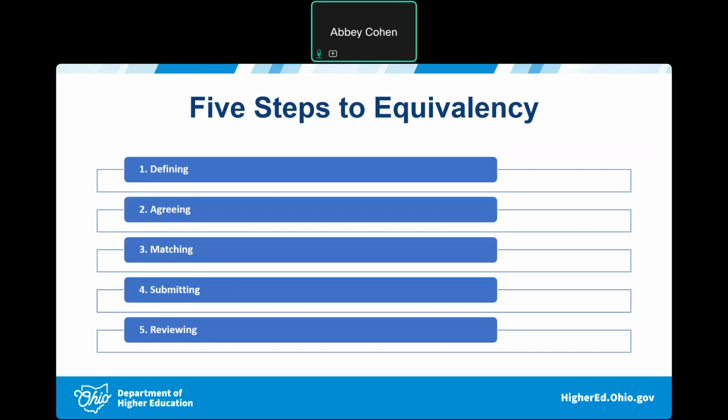Anytime a new statewide guarantee is being proposed and implemented, the Ohio Department of Higher Education assures that the key players are consistently involved throughout the 5-step process to equivalency. One of the key players is faculty. The 5-step process provides an opportunity to maintain integrity and build trust among faculty content experts. The 5 steps include defining, agreeing, matching, submitting, and reviewing.